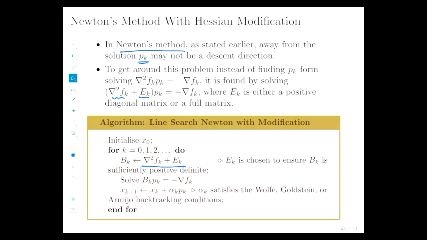When we are far away from the solution, we do something. When we get closer, we do something else. The reason is we want to take advantage of the global convergence of gradient descent, or steepest descent, when we are far away, and then the quadratic convergence properties of Newton's method when we are close to the solution.